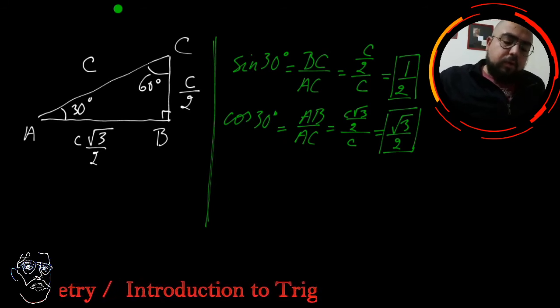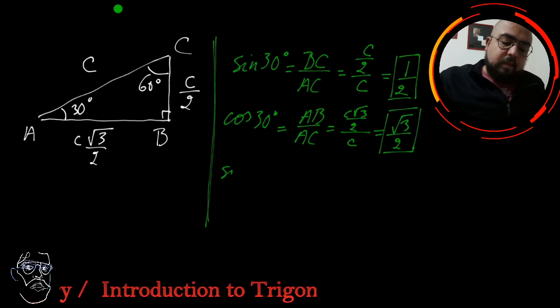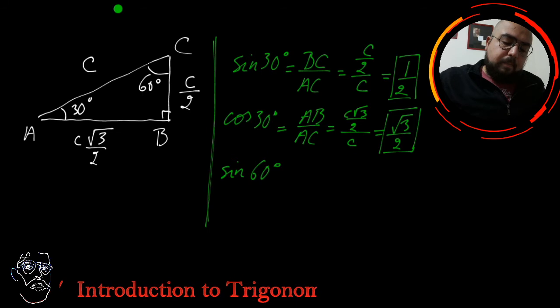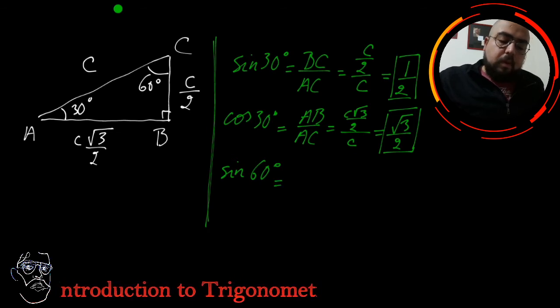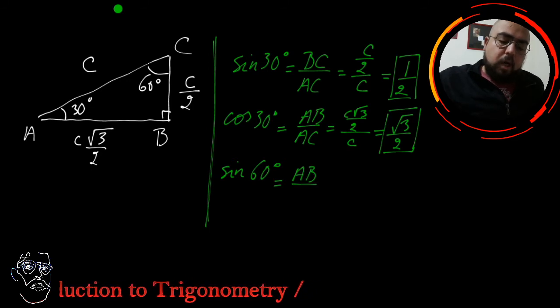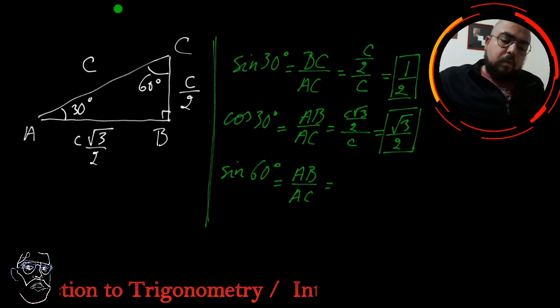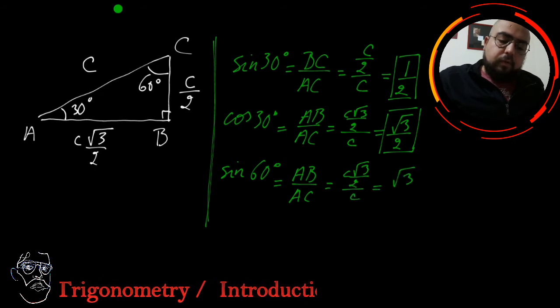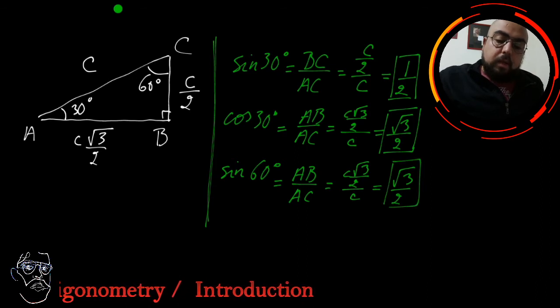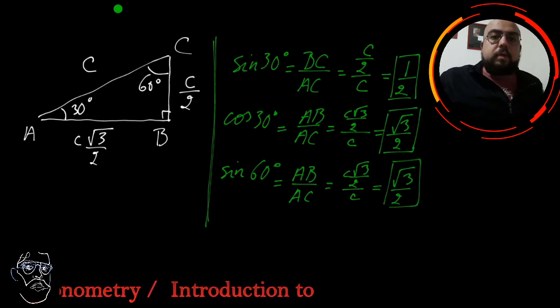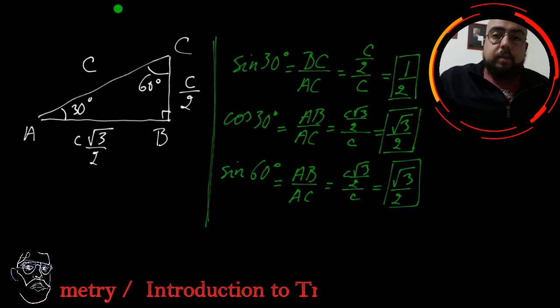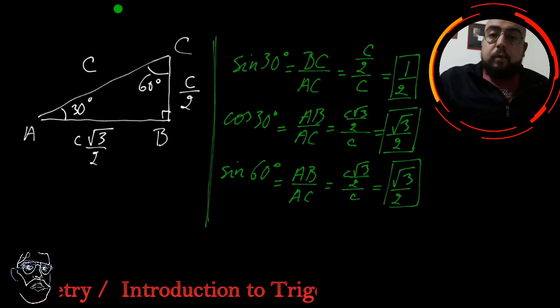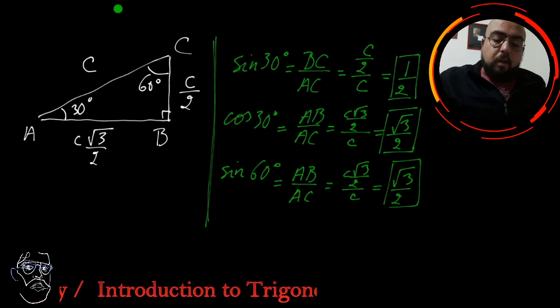Now let's say I'm going to be interested in sine 60. Sine 60. The opposite is AB over hypotenuse, which is AC. It's C square root of 3 over 2 over C. So it will give us square root of 3 over 2. And again, this is how you are able to find sine of any angle, particular angles. I'm talking here, of course, about 30, 60, 45. I'm going to talk also about 45.